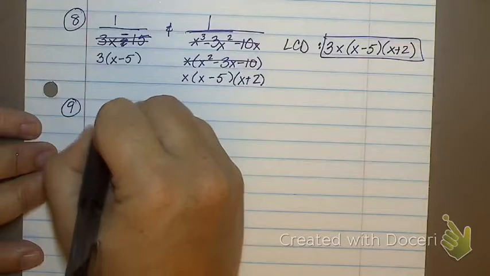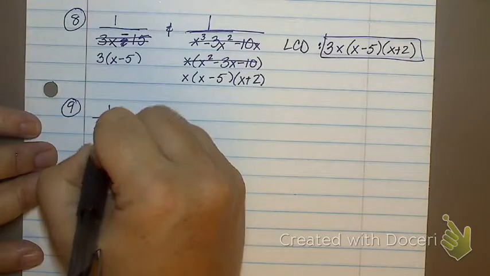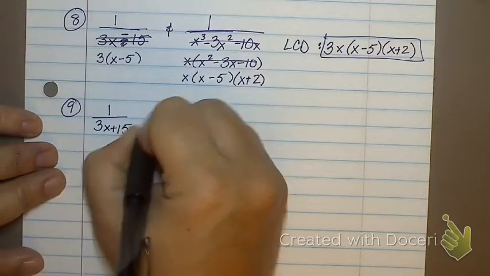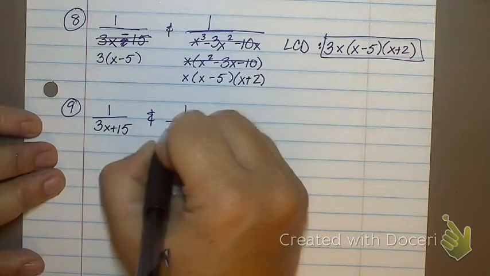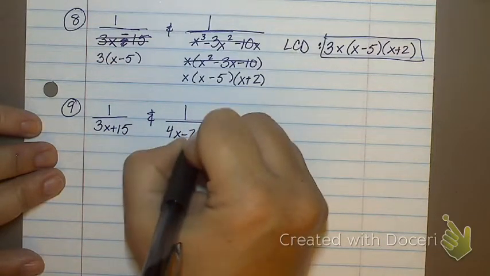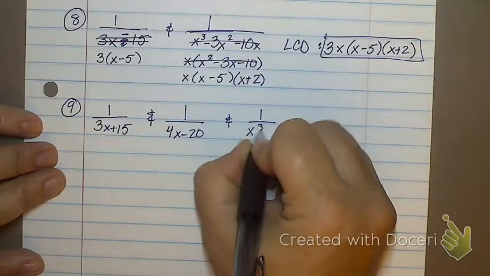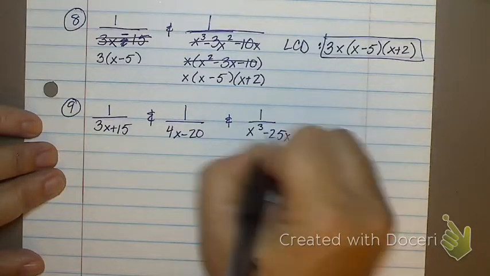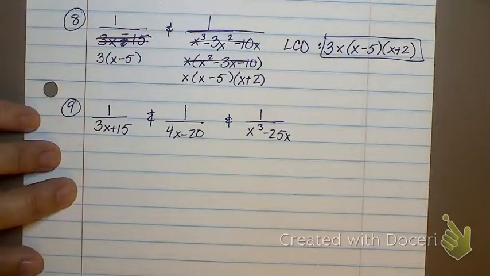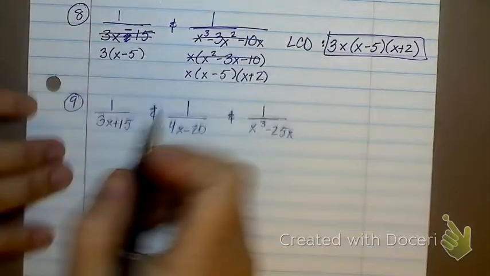So let's see, 1 over 3x plus 15 and 1 over 4x minus 20 and 1 over x cubed minus 25x. I gave you an extra fraction there, which means that everything represented in the 3 denominators has to be in my least common denominator. How does this one factor?